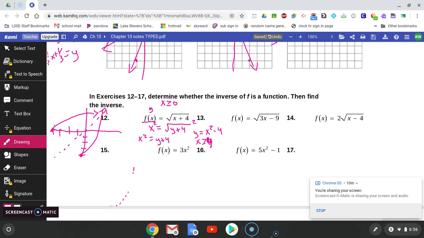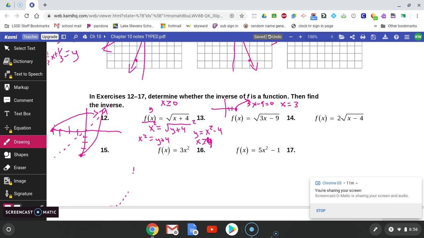Okay, so on number 13, we know that we can't have a negative number under our square root. So if I set 3x minus 9 equal to 0 and solve it, then I get that x is equal to 3. So I know that when I'm looking at my graph, 3 is going to be the farthest to the left it goes, and then it's going to go from there. And I don't care how quickly it goes up or down. I just want that quick general sketch.